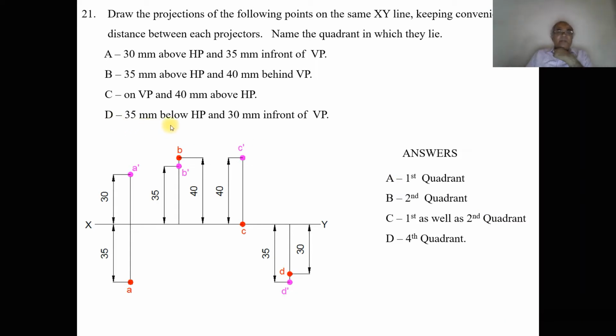Capital D, 35 mm below HP and 30 mm in front of VP. Since the fourth quadrant condition is below HP and in front of VP, therefore capital D will be in the fourth quadrant. Now we are going to try to analyze this problem.